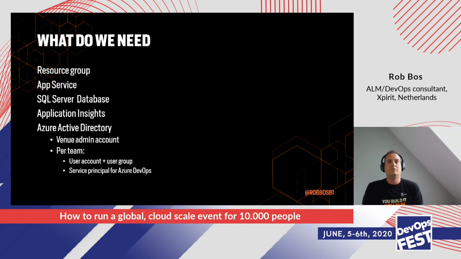So what do they need? Well, you need a resource group in Azure, you need an app service, and you need an app service plan to host that app service on. You need your SQL Server database, Application Insights. We need to roll everything out and then do some security around it with Azure Active Directory.